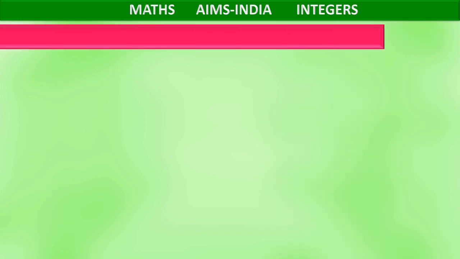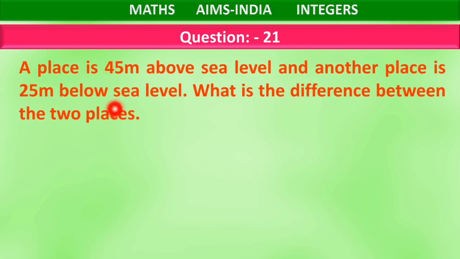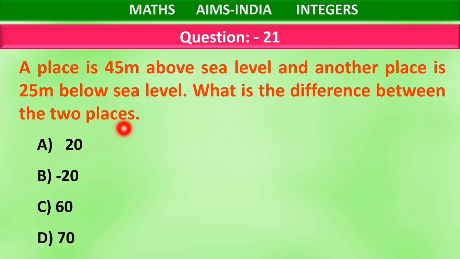Minus 6. Okay. Next is question number 21. A place is 45 meters above sea level and another place is 25 meters below sea level. What is the difference between the two places? Option A 20, option B minus 20, option C 60, option D 70. What is the correct answer, class? Read the question carefully. One place is 45 meters above sea level, the other is 25 meters below sea level.